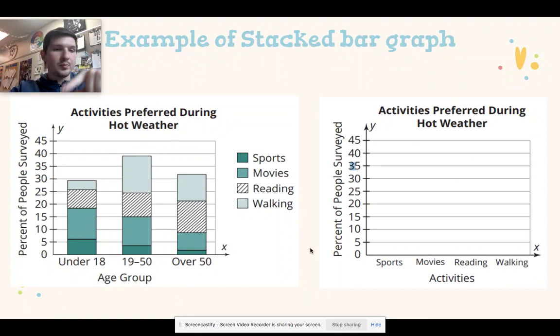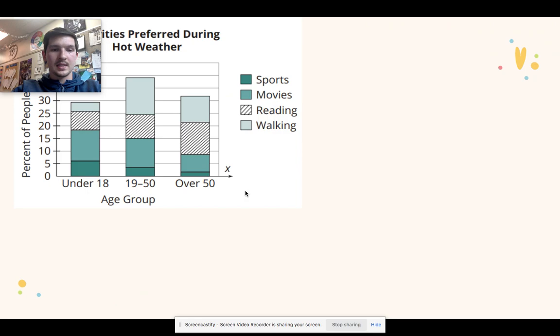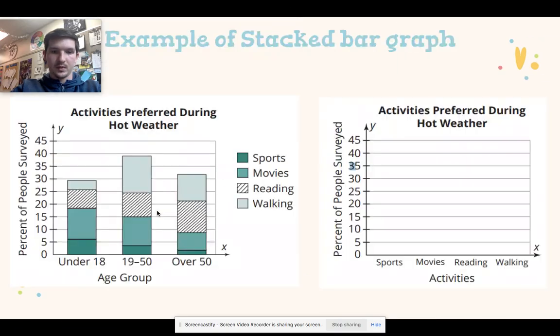The same will be for your graph, but instead you'll do activities on the x-axis, which are your sports, movies, reading, and walking. So we still do have to have 4 colors for my situation because we're looking at 4 different activities per age group. And instead of putting those bars next to each other, you're actually going to stack those up. So you start with sports or start with movies.